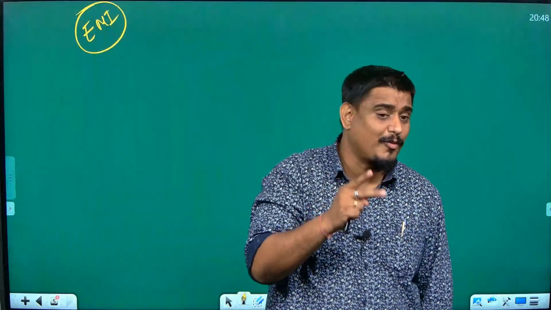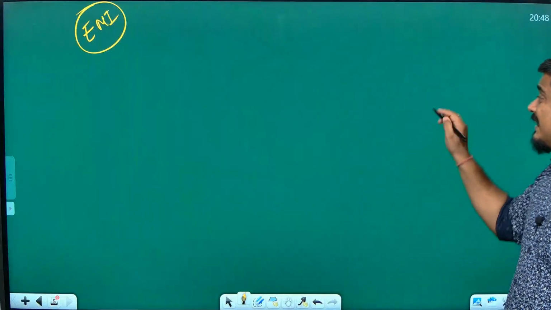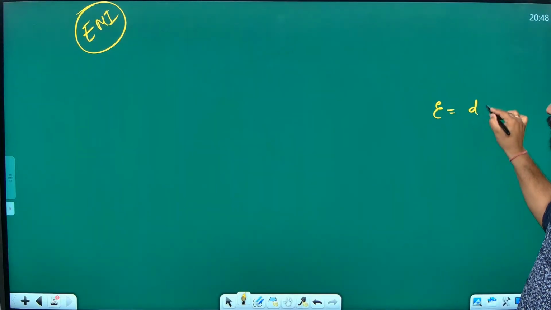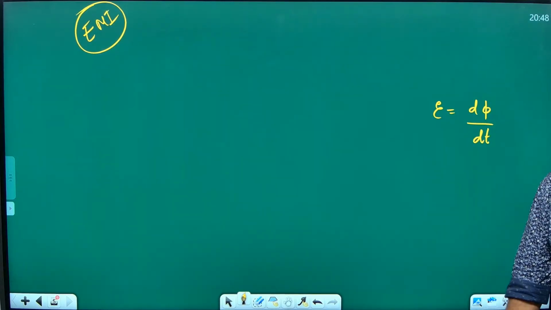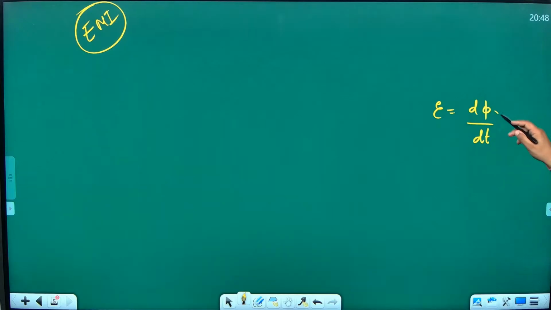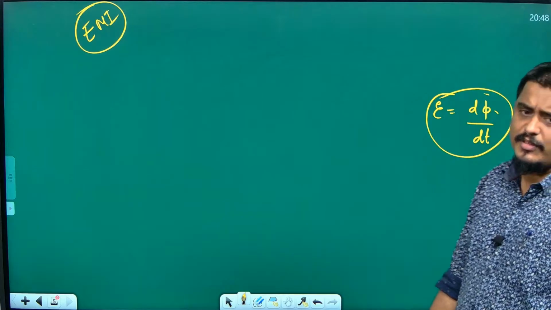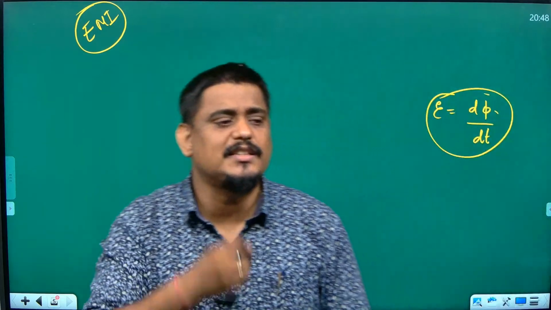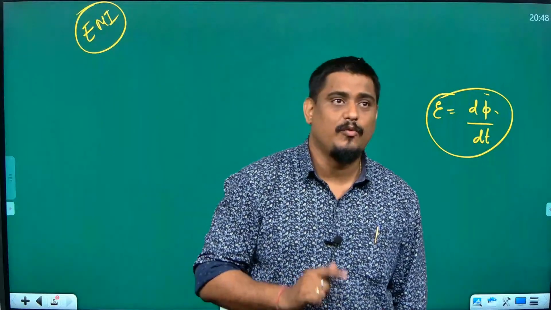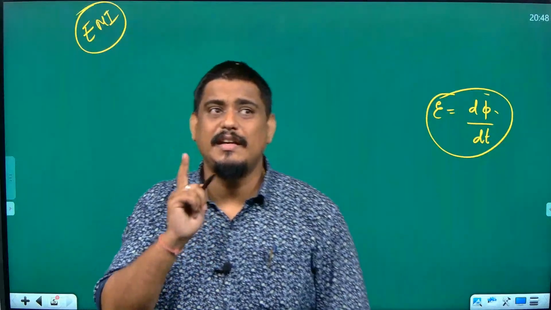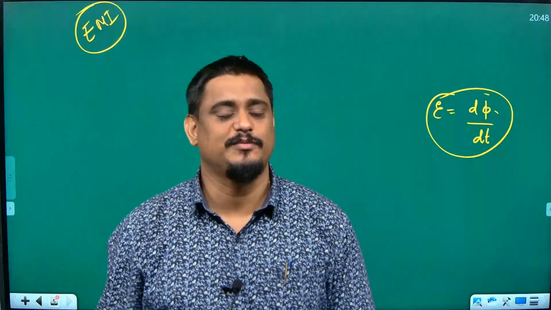That is the first law of Faraday. The second law of electromagnetic induction given by Faraday says that the magnitude of induced EMF is the rate of change of magnetic flux, d phi by dt, and phi is equal to B a cos theta. I will teach that when the chapter comes. But he told how to find the value of induced EMF: it is the rate of change of magnetic flux. But Faraday did not give the direction of induced EMF.